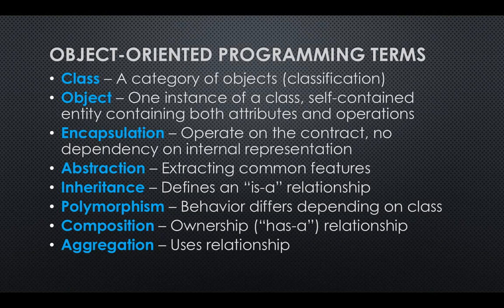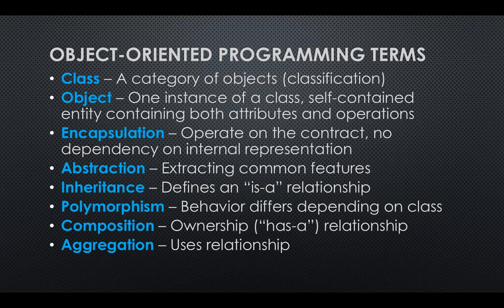We've talked about encapsulation. Encapsulation means we operate on the contract. We have no dependency on the internal representation. In fact, the only way to get at the data members that make up the object is to go through the getter and setter or the accessor or mutator methods. In abstraction, we're extracting out the common features. So we're performing implementation hiding, whereas with encapsulation, we're performing information hiding. So in this case, with abstraction, we take out the common features and move them up into a more generic base class. So what is a base class?